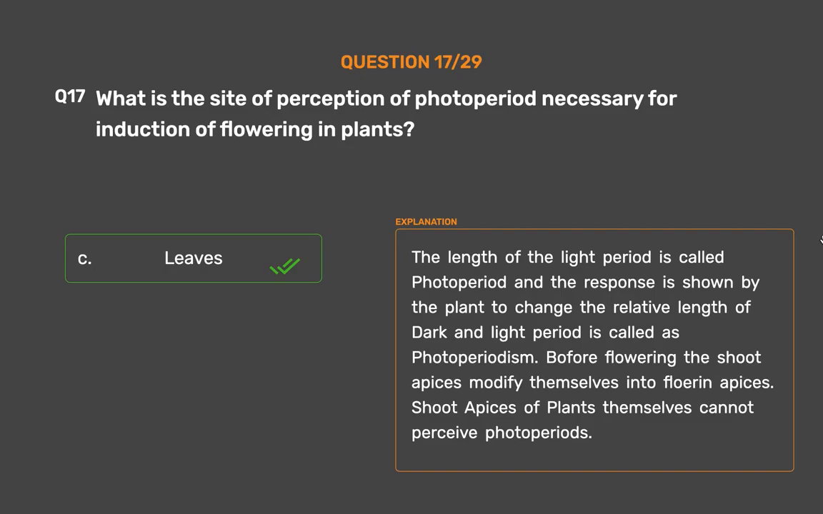Leaves. The length of the light period is called photoperiod, and the response shown by the plant to change in the relative length of dark and light period is called photoperiodism. Before flowering, the shoot apices modify themselves into floral apices. Shoot apices of plants themselves cannot perceive photoperiods.